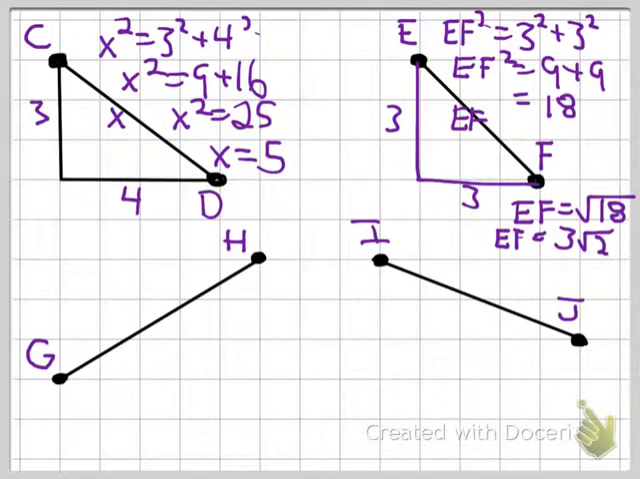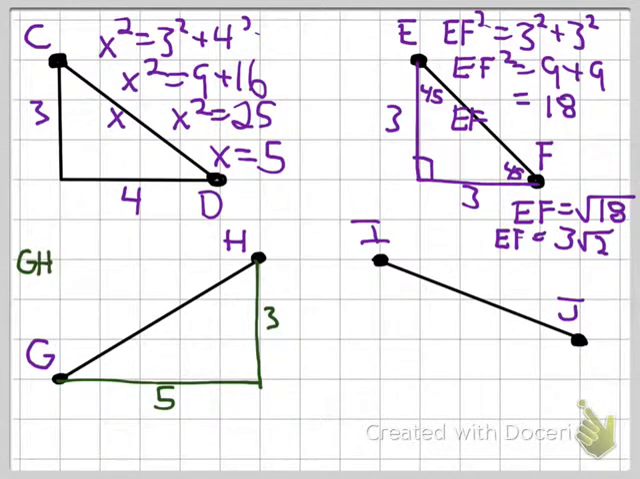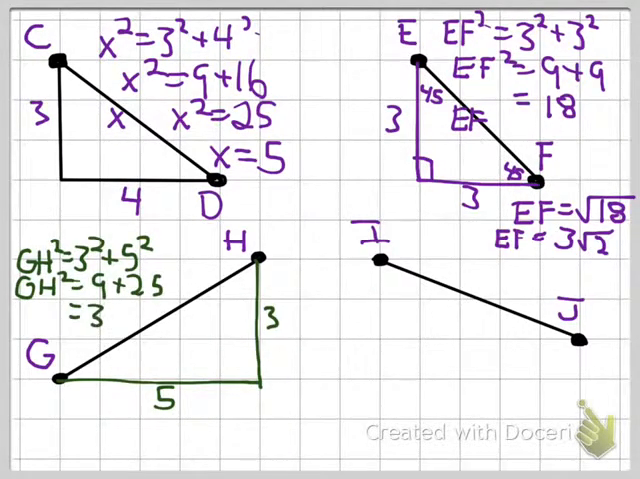Now, give yourself an extra credit point here, wherever that may apply, if you said, hey, wait a minute, I know that's 3 root 2 because that's a 45, 45, 90 triangle, and the hypotenuse is root 2 times the leg. All right, we come down here. We're looking at GH. Let's draw on our triangle. We go up 3. We go over 5. So GH squared is equal to 3 squared plus 5 squared. GH squared is equal to 9 plus 25. This comes out to be 34, or the square root of 34 is GH.